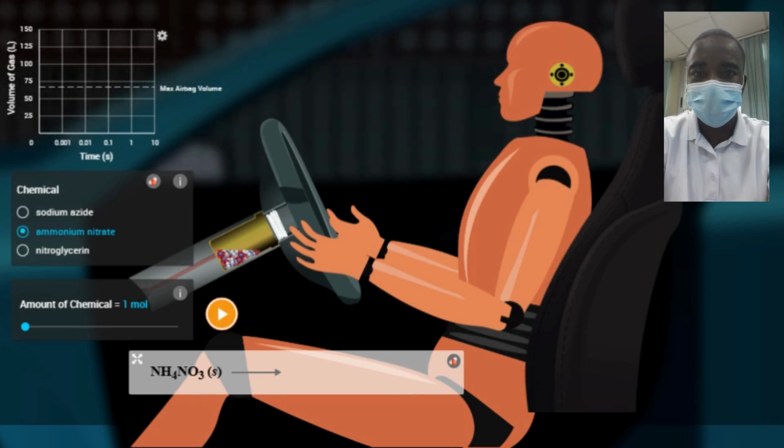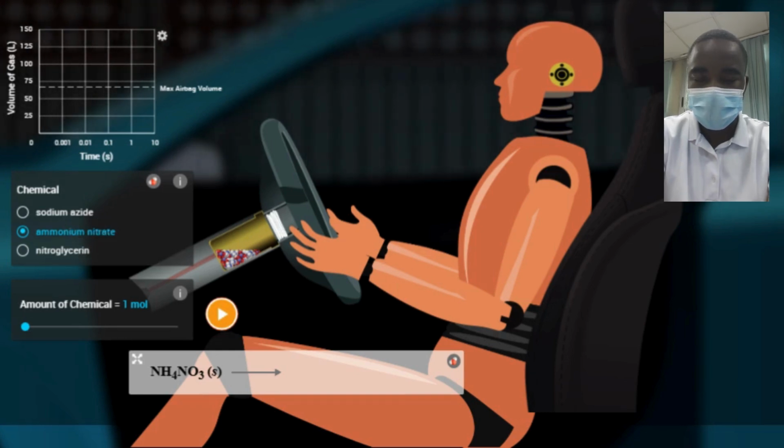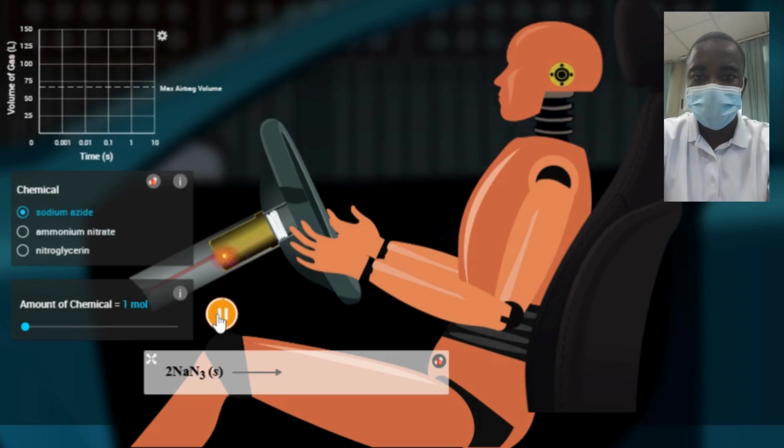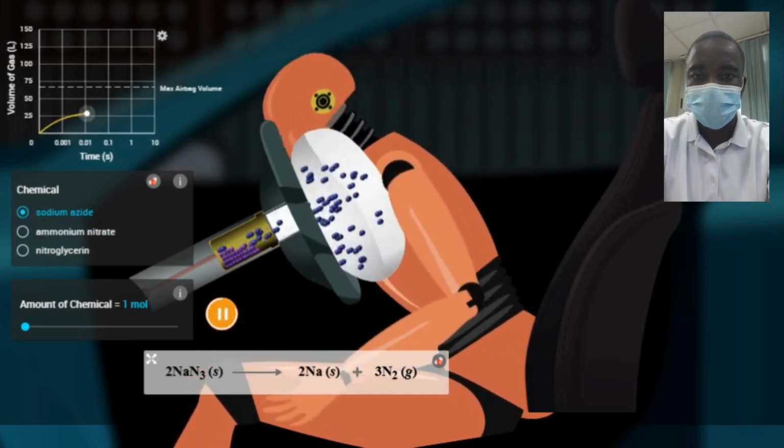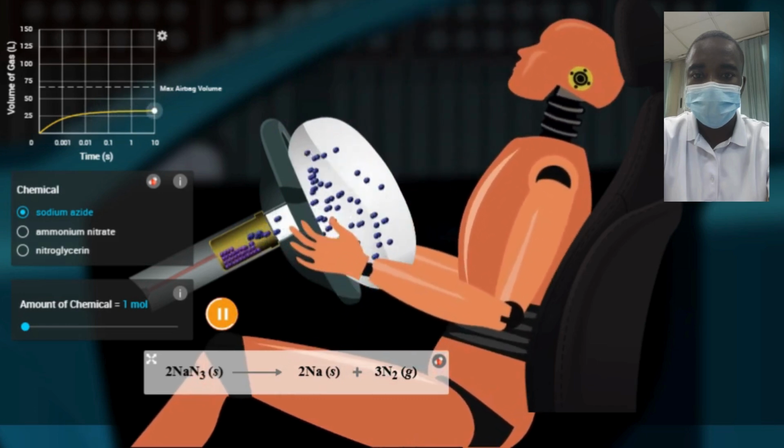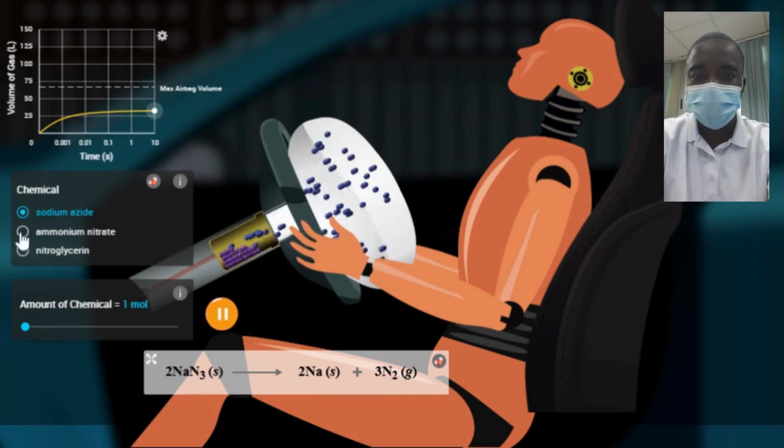Mechanism of airbag deployment. When a vehicle experiences a sudden deceleration, typically during a crash, a sensor detects a change in speed and triggers an electric current. This current activates a heat source within the airbag canister, initiating a chemical reaction that rapidly produces a large volume of gas. The gas inflates the airbag, providing a cushion that absorbs the impact and protects the occupants from serious injury. Let's take a look at the three chemicals and their reactions in airbags.